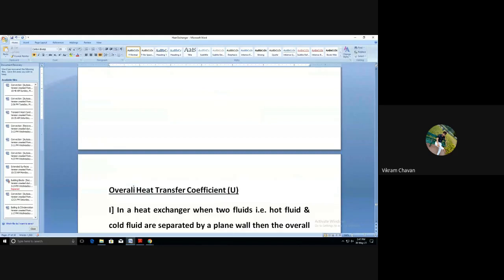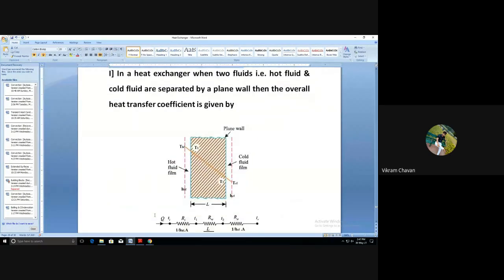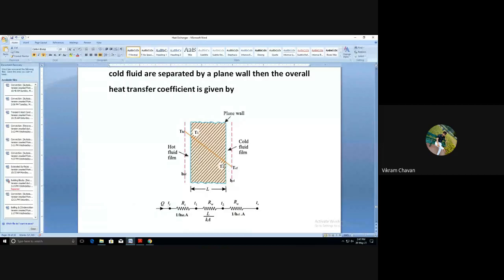Okay. So next point is nothing but overall heat transfer coefficient. Actually, we have discussed about this in chapter number 1 also, that whenever the heat is transferring from one fluid to another fluid across the wall, then we have to consider the overall heat transfer coefficient, that is nothing but capital U. Okay. So in that case, we have considered one diagram. So this diagram we have considered for the overall heat transfer.